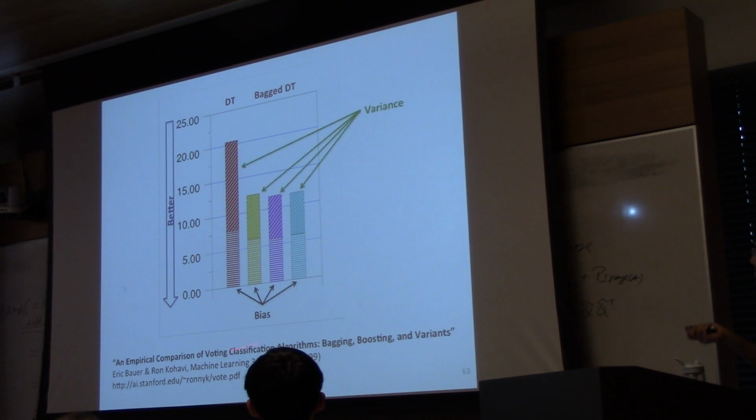So here is the decision tree, and 3 different bagged versions. I won't go into the details. It's decomposed into the bias component of the loss and the variance. And you can see with bagging, the bias term is more or less the same. The variance term drops significantly.